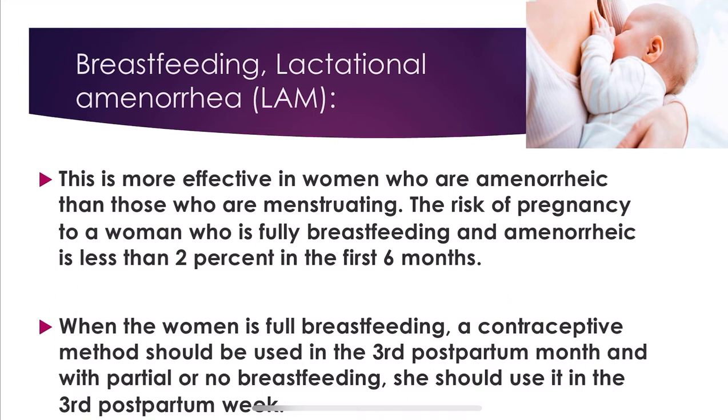Whereas the woman who is partially breastfeeding or not breastfeeding has to start using contraceptive from the third postpartum week. You see the difference here? A woman who is fully breastfeeding and amenorrheic, third postpartum month. Whereas the woman who is partially or not breastfeeding has to start using it from the third postpartum week itself.